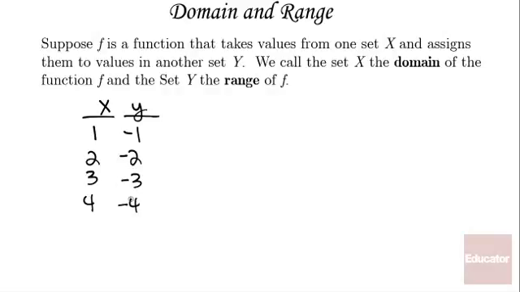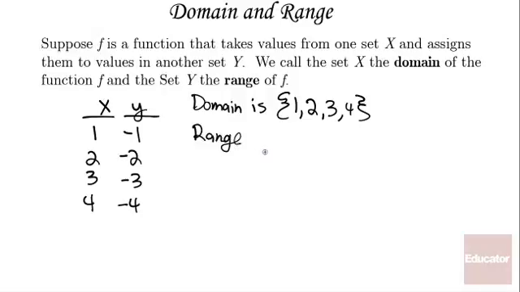And I could then say that my domain is 1, 2, 3, and 4. And commonly, we use brackets to show the domain, the range, or the entire function or relation, the set of values. The range for this function is all of these y values: -1, -2, -3, -4.